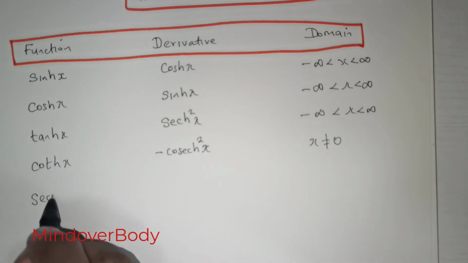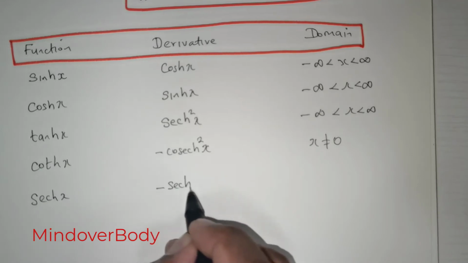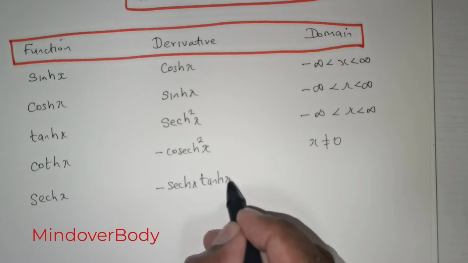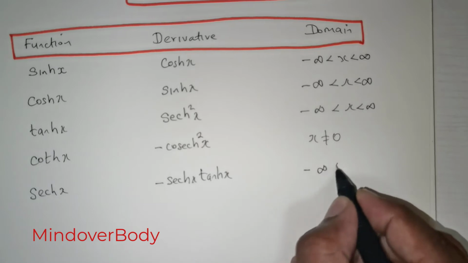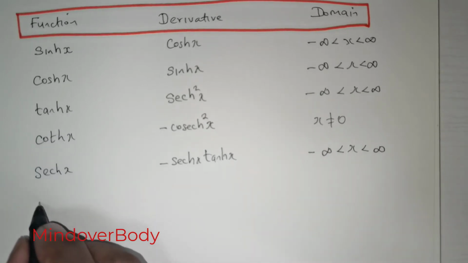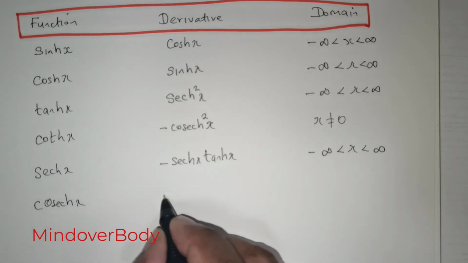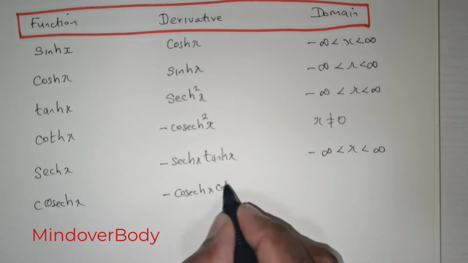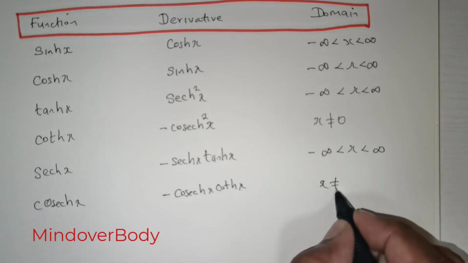After this comes hyperbolic secant. The derivative is negative sech x tanh x, and the domain for which it is valid is negative infinity less than x less than infinity. The next one is csch x. The derivative of this is negative csch x coth x, and x is not equal to 0.